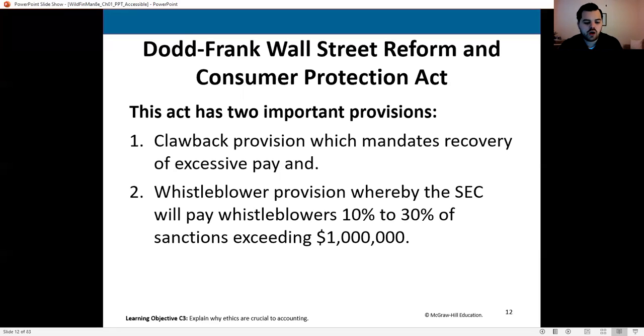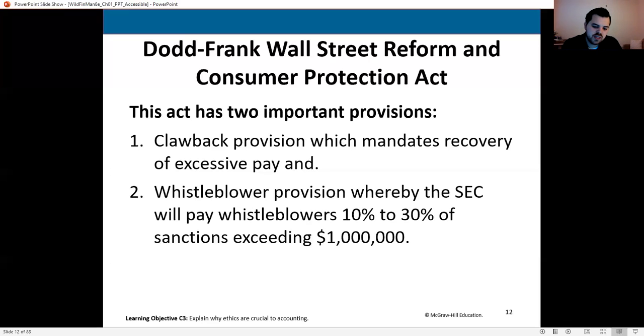The first is what we call a clawback provision. So if your CEO or CFO went in, fraudulently altered their financial statements, made some changes, and they got a bonus because of that, then that excessive pay that they received, once the fraud is uncovered, will have to be paid back to the company. So it's a clawback provision. It mandates recovery of any excessive pay.